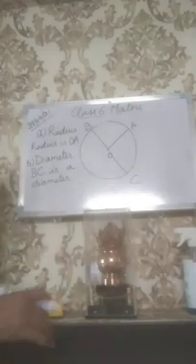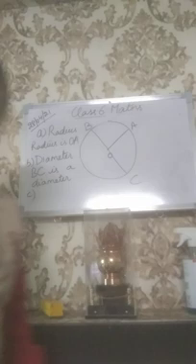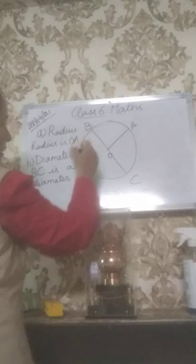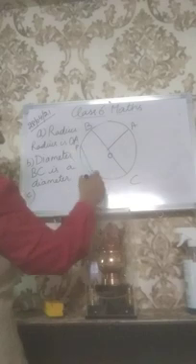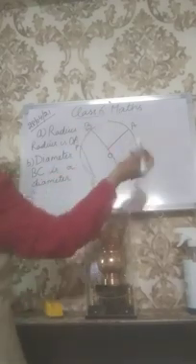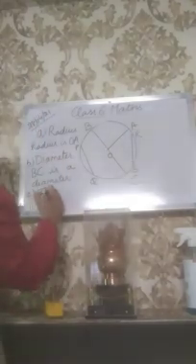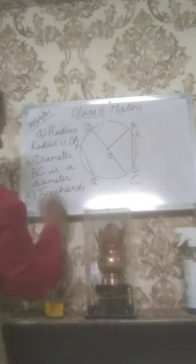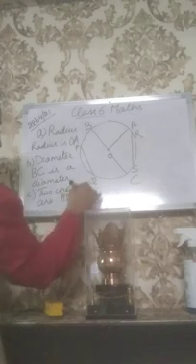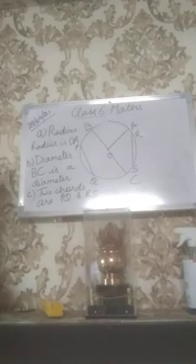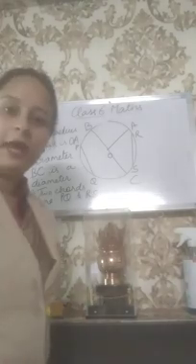Understand? Now the C part was that we have to draw two chords. Fine? So let's say this is my first chord. I will name it as PQ. And my second chord I can draw anywhere. Let's draw it here. So this is my RS. Alright. So the two chords are PQ and RS.